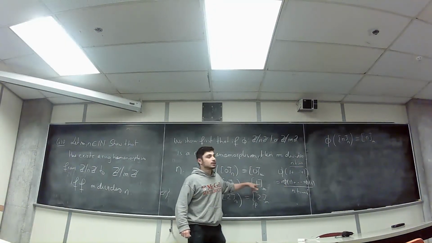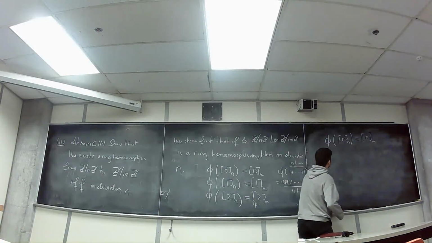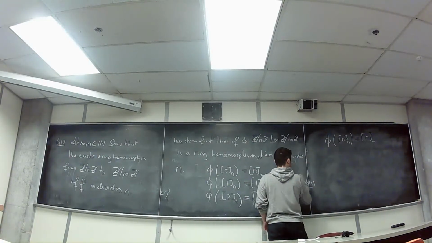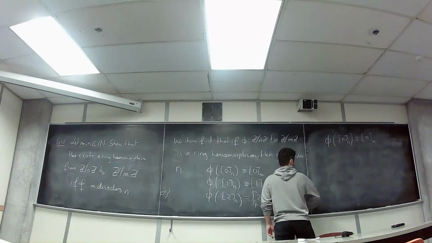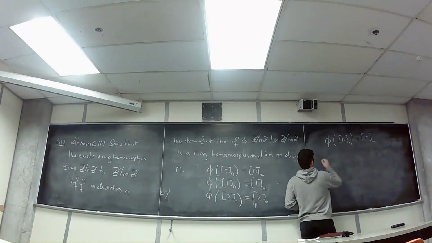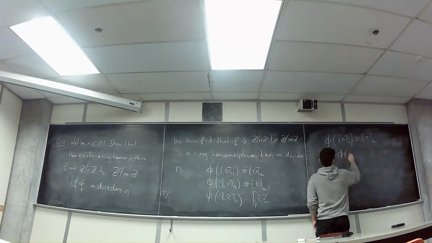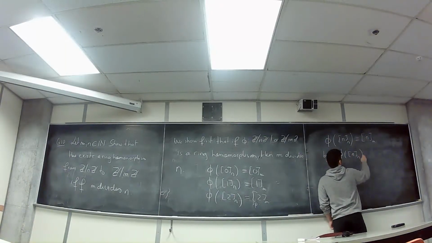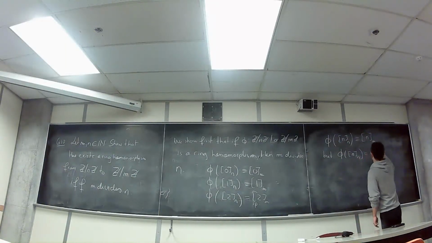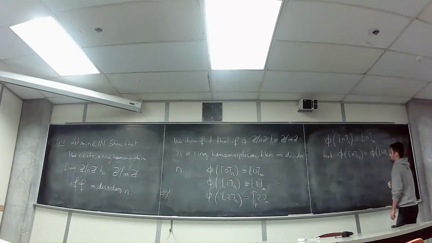Agree? Now, what is phi of n mod n? I mean, n mod n is 0, right? But phi of n mod n is just phi of 0 mod n, right? Because n mod n is 0 mod n.